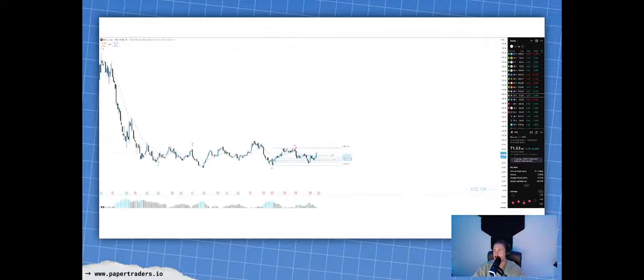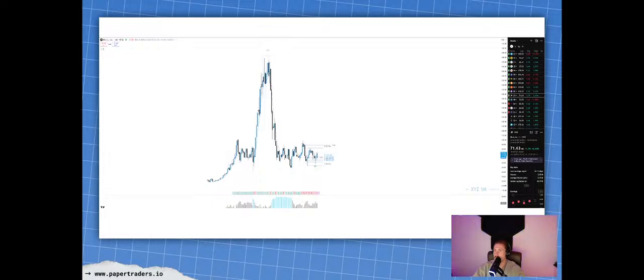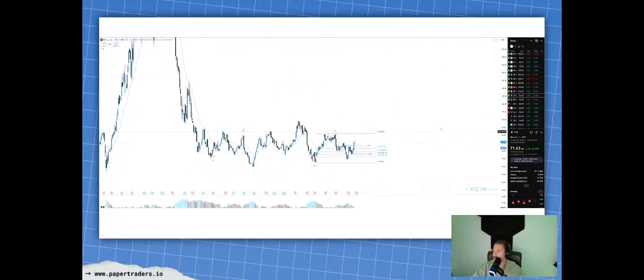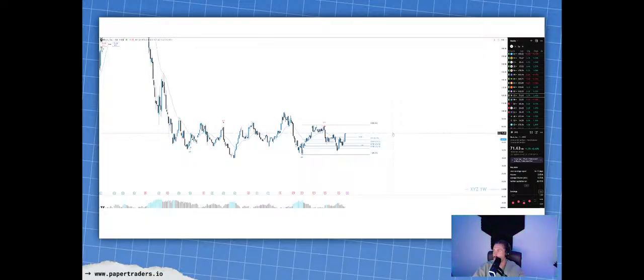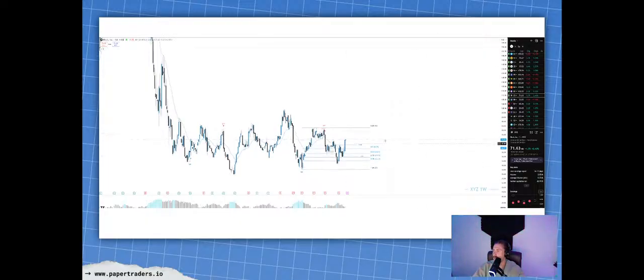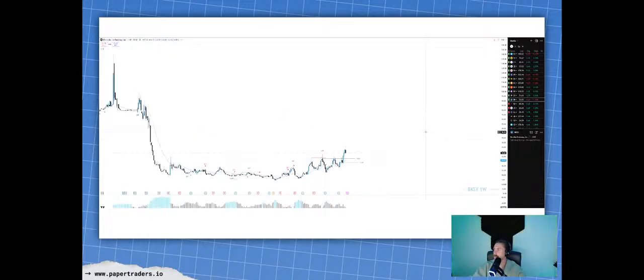XYZ monthly too. Yeah, that one looks pretty good. That one doesn't look bad. Weekly, I would say it would need to get above this 71.99 or like 72 area, above this weekly fair value gap, and then we can see some kind of progress like this. Continuation right there on XYZ, something like that.